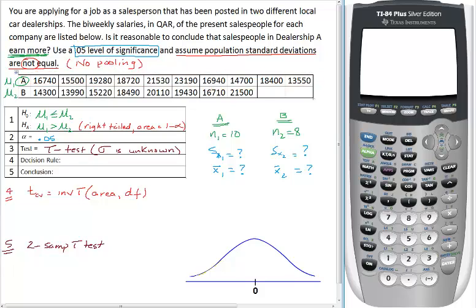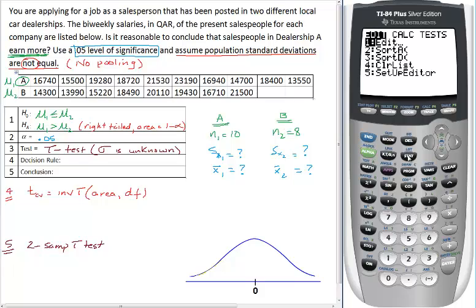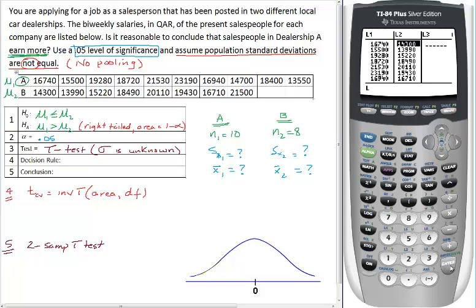Okay, and you know how to do that. Just now, as you see, I've already done it here. So stat, edit, hit enter, and you'll see I have the data already put in list 1 and list 2. If you want to pause the video now and enter the data, if you're checking this yourself, go ahead and pause and enter that data.